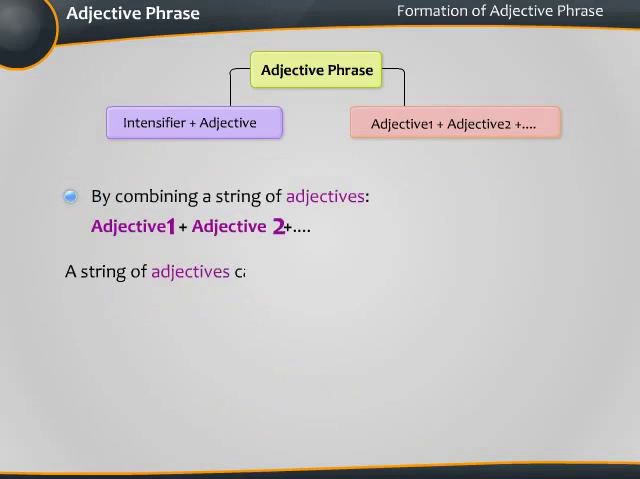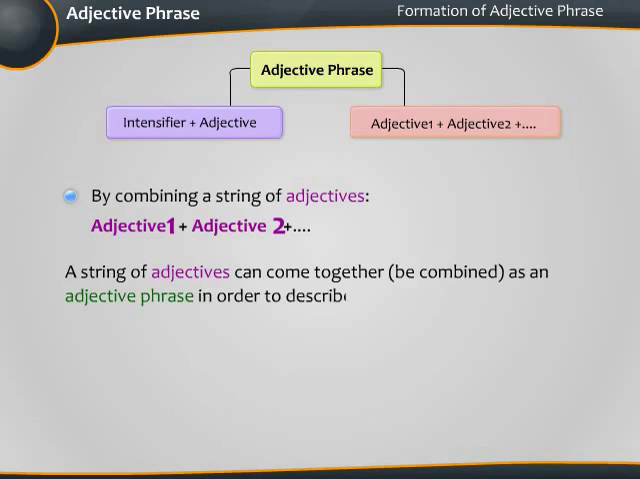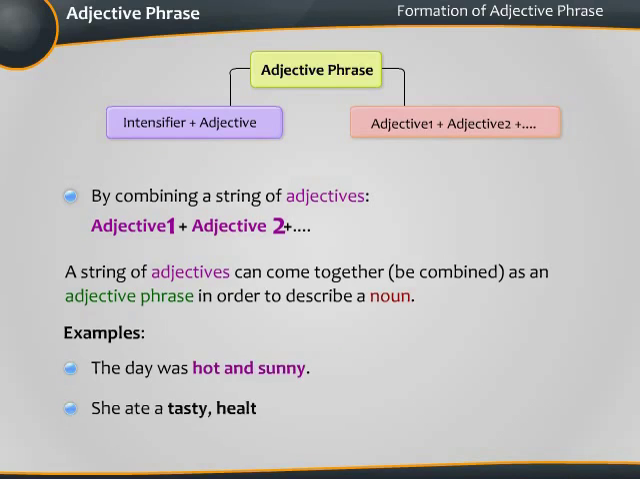A string of adjectives can come together as an adjective phrase in order to describe a noun. In the first example, the adjectives hot and sunny come together to form an adjective phrase. In the second example, the adjectives tasty, healthy, and nutritious come together to form an adjective phrase. Take a look at some more examples of adjective phrases.